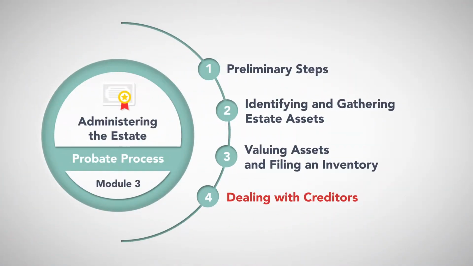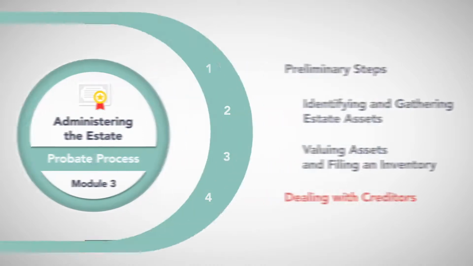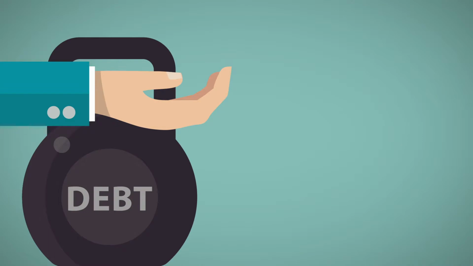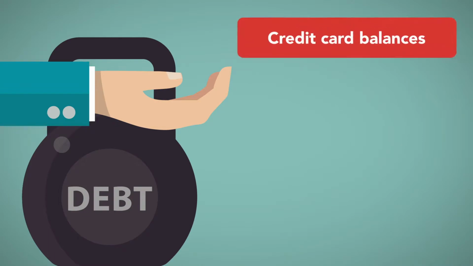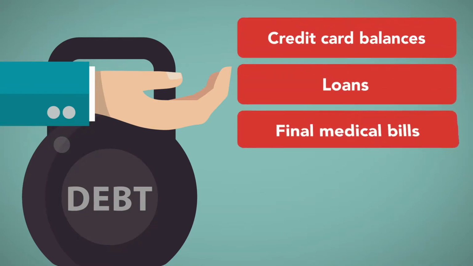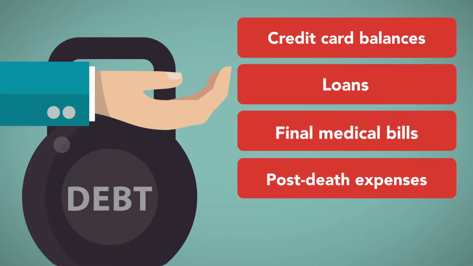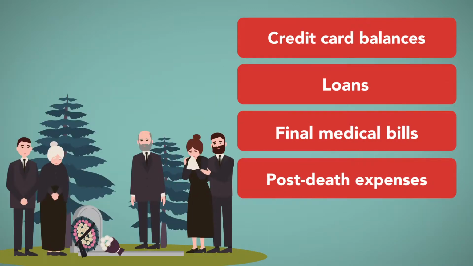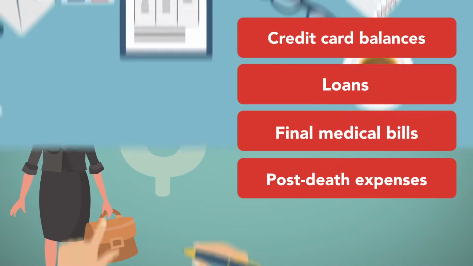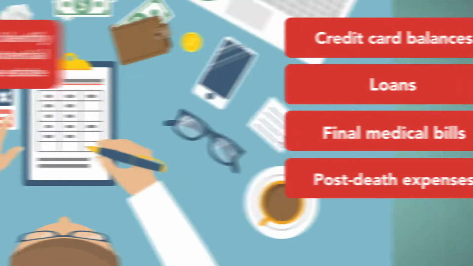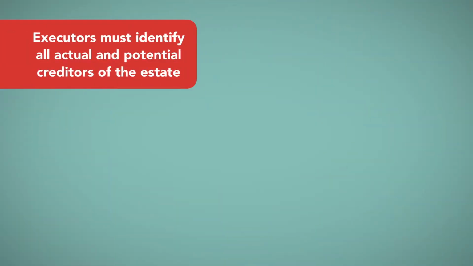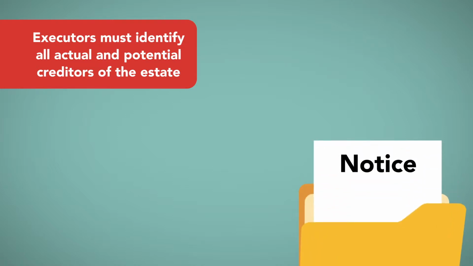Dealing with creditors. Most people die owing at least some sort of debt. Debts consist of any amounts owed by the deceased person prior to death, including credit card balances, loans, final medical bills, and some post-death expenses such as funeral or burial expenses, attorney's fees, and accountant's fees for final tax returns. Executors must identify all actual and potential creditors of the estate and provide them with notice in keeping with state law prior to paying or objecting to all filed claims.